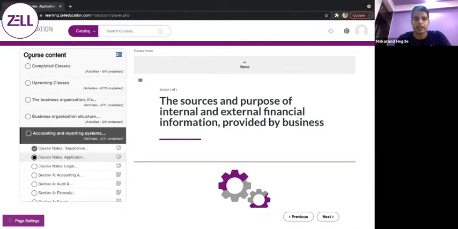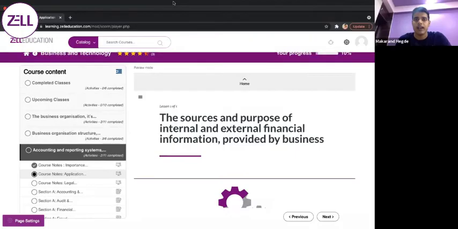We have started with accounting and reporting systems, and we completed the first module of it. Now we'll be starting off with the second one. When you're talking about accounting per se, that's going to be your core function as an ACCA graduate. Accounting and auditing are going to be the two most important core functions.